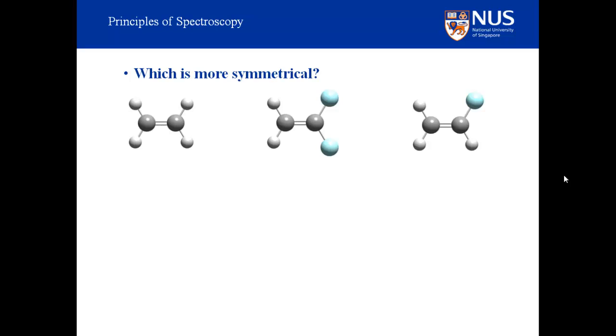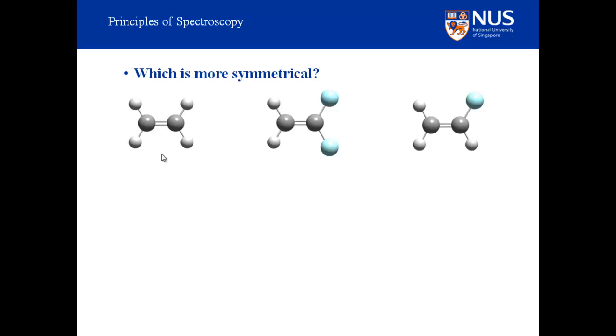The next one still has got one of the 2-fold axes, but the vertical one has disappeared. It's got one mirror plane going through here, but the one that was bisecting the carbon-carbon bond in this molecule here has gone. So it is less symmetrical than the ethene molecule.